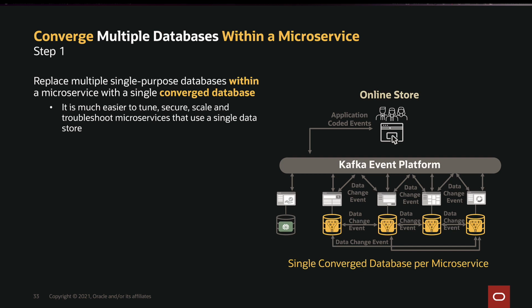Let's start by replacing multiple single-purpose databases within a microservice with a single converged database. It's much easier to tune, secure, scale, and troubleshoot microservices that use a single data store. On our diagram on the screen, you can see that we've replaced the numerous point solution databases with fewer converged Oracle databases.